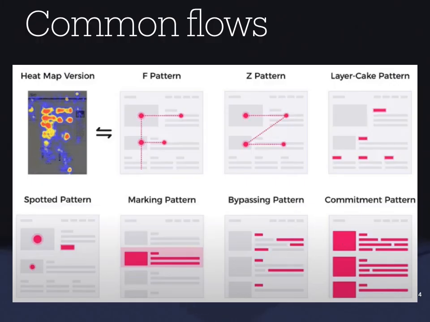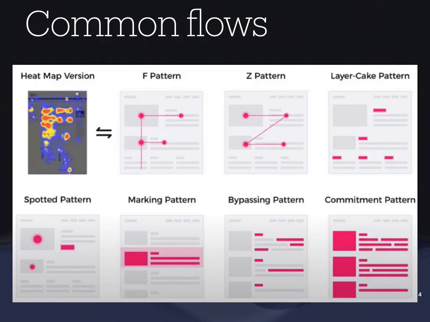Here are some common flow patterns. First, you have a heat map, which is sort of like what we just saw, where the increasing color from blue to yellow to red indicates how long people looked at a particular area on a composition. And if you notice that the heat map is very similar to the F pattern that you see right next to it. F pattern is where people start in the upper left-hand corner, which is for countries that read left to right, top to bottom is always kind of the strongest place to start.